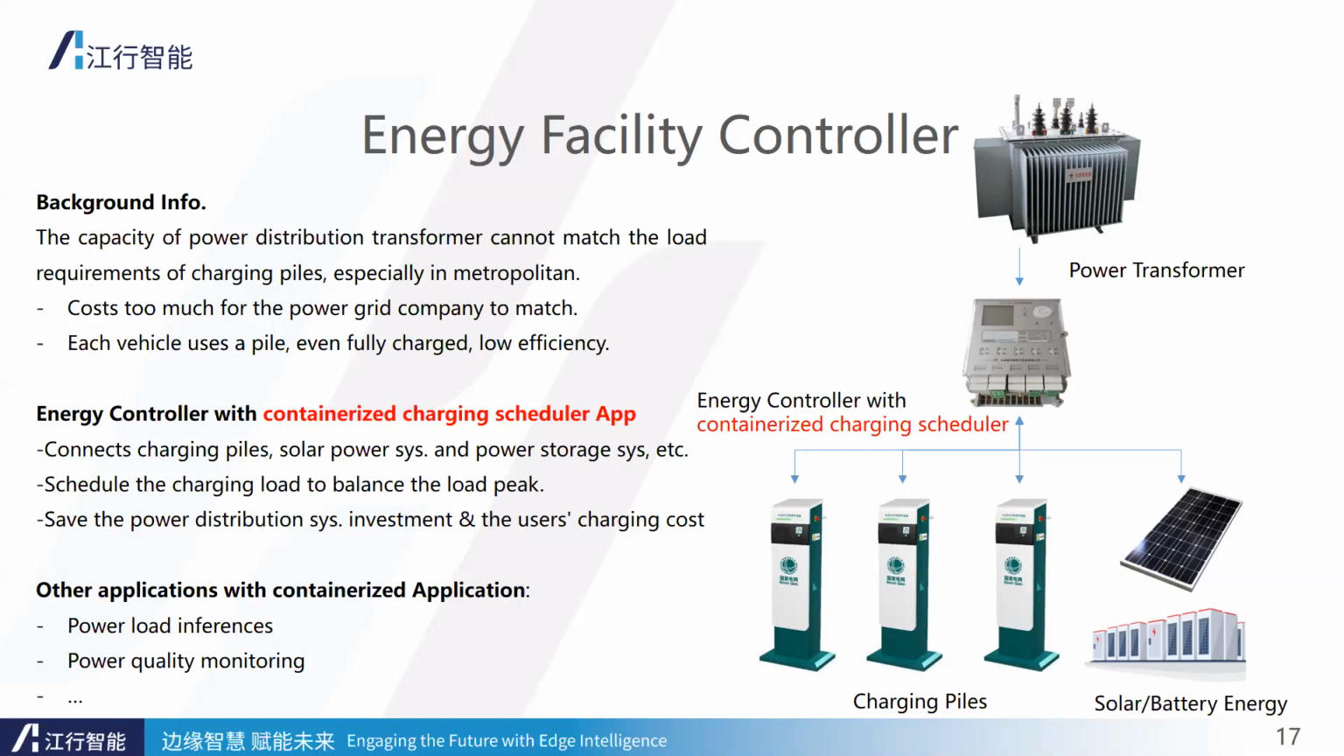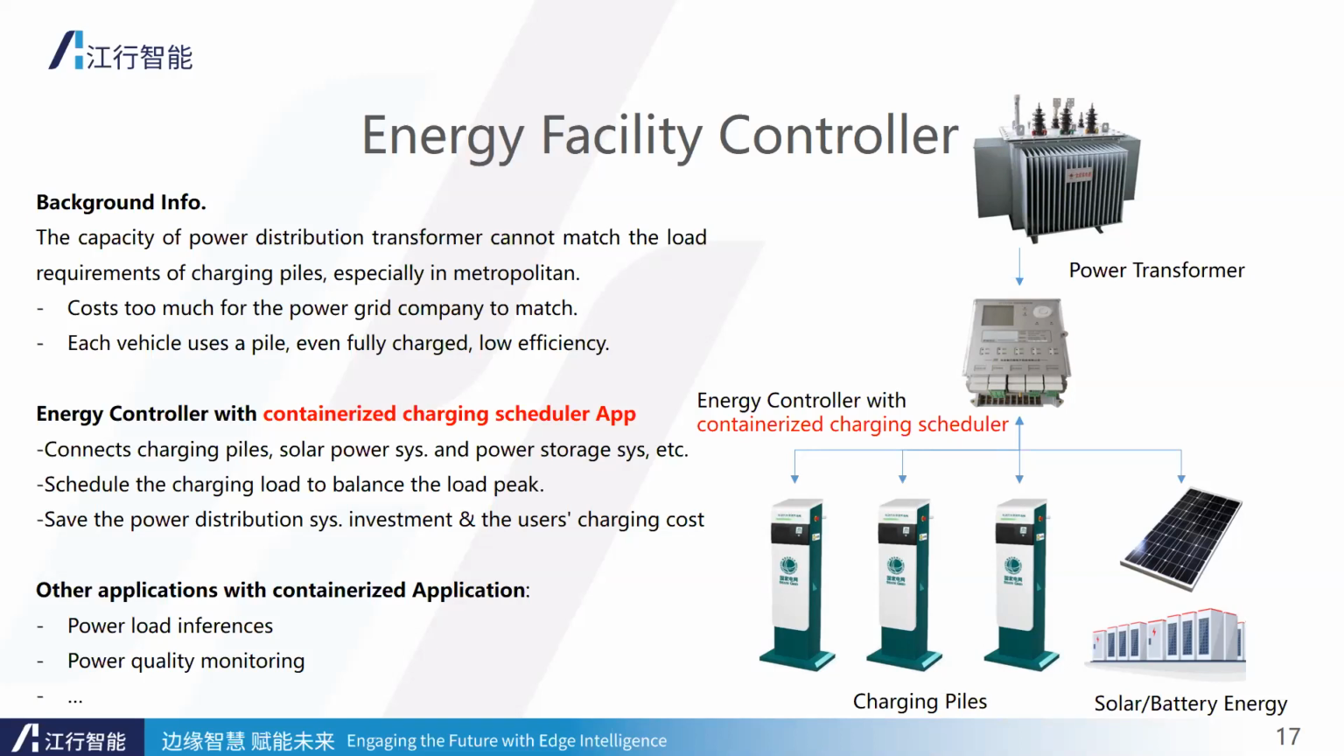Take the charging station as an example. The capacity of the power distribution transformer near the charging station can't match the load requirements of charging piles, especially in metropolitan areas. This is because the cost is expensive if the power grid company has to match the total load of these charging piles. The second one is that every vehicle occupies a pile even when fully charged. This is low efficiency. So we want to develop the energy controller with containerized charging scheduler applications.